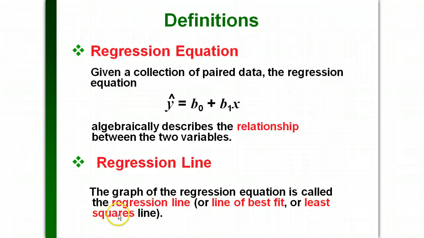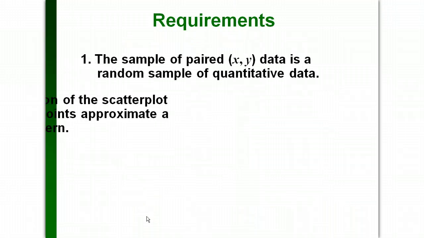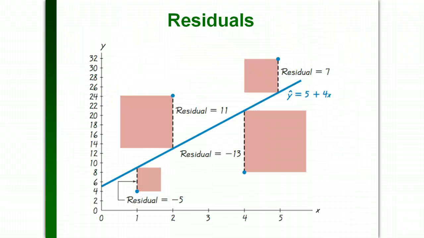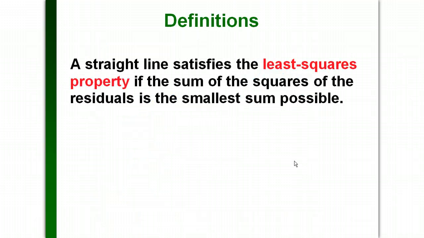The least squares line. That's where it comes from. Taking all those residuals and squaring them, the line that makes all these squares have the smallest sum, the smallest area, is the least squares regression line. And that's our line of best fit that we use.